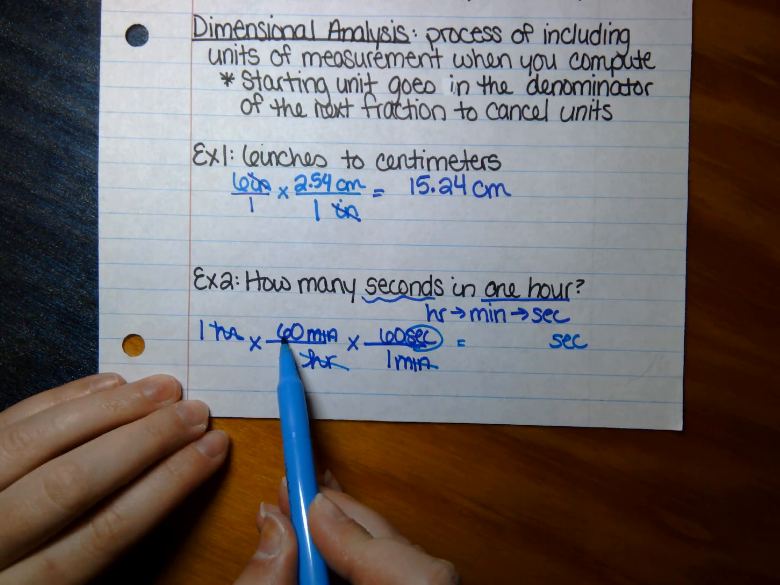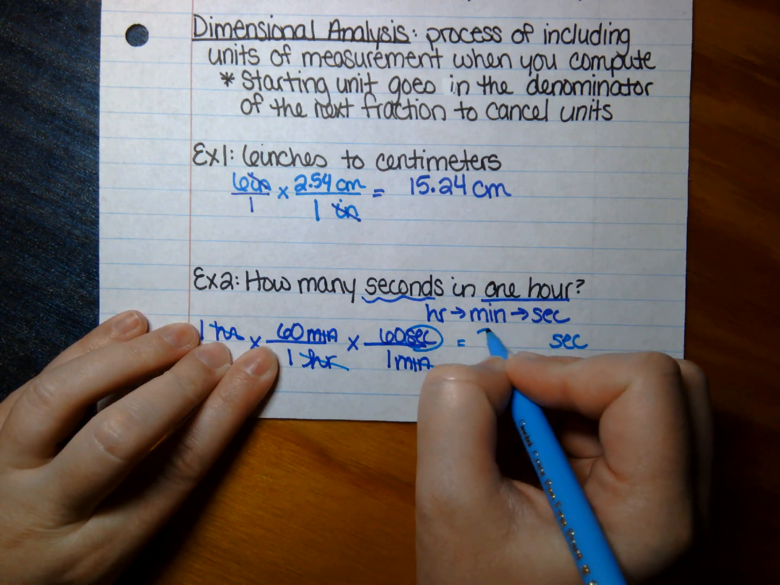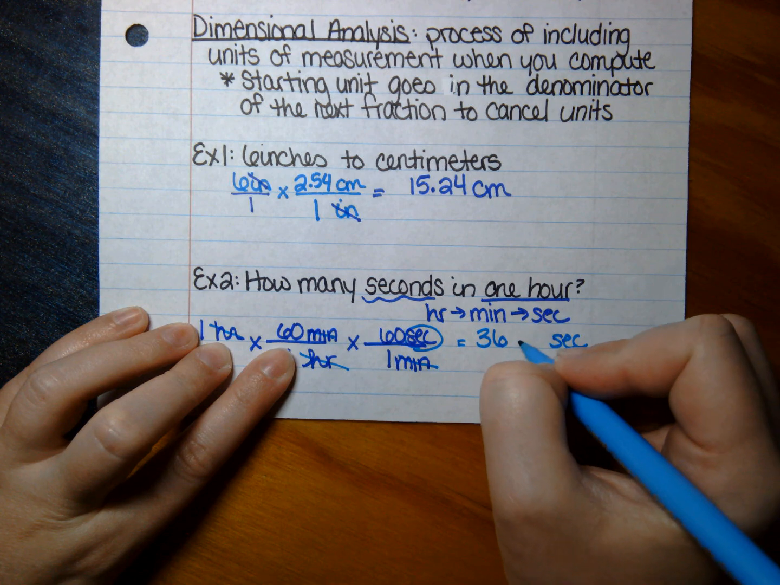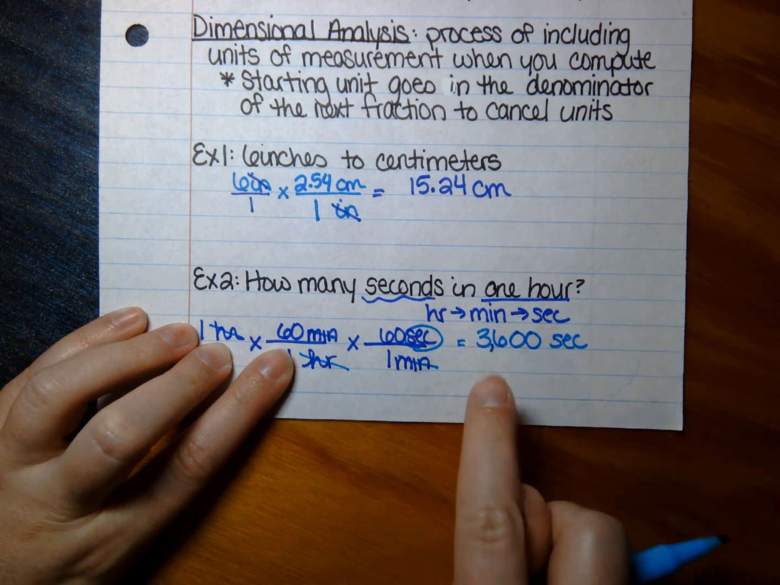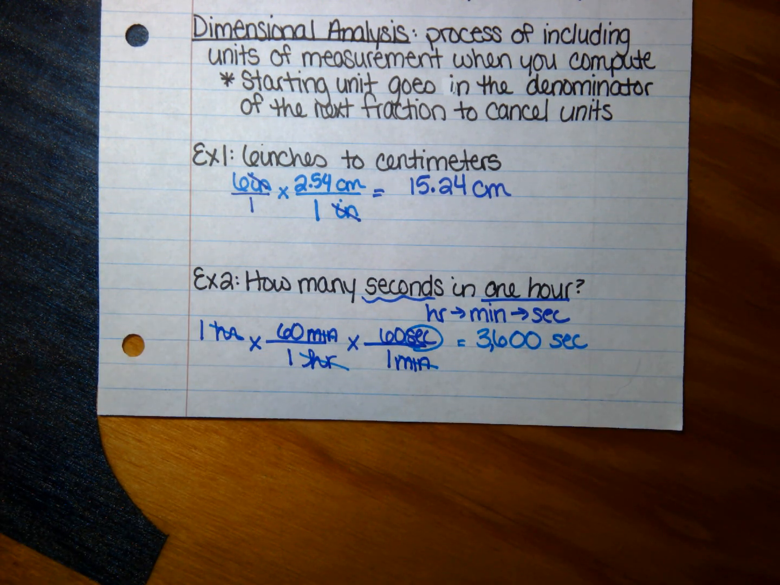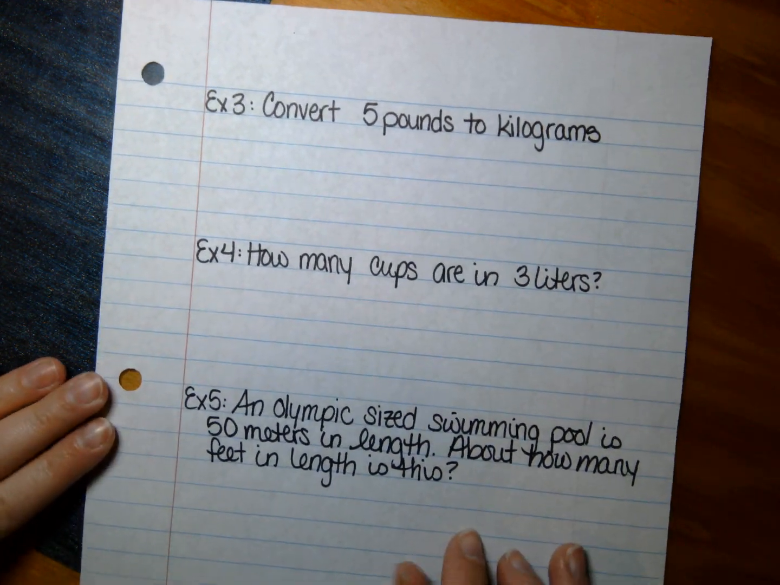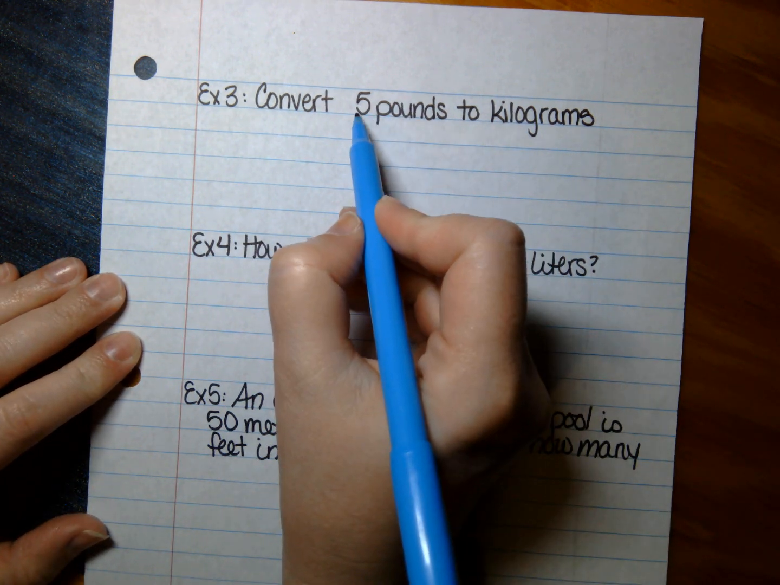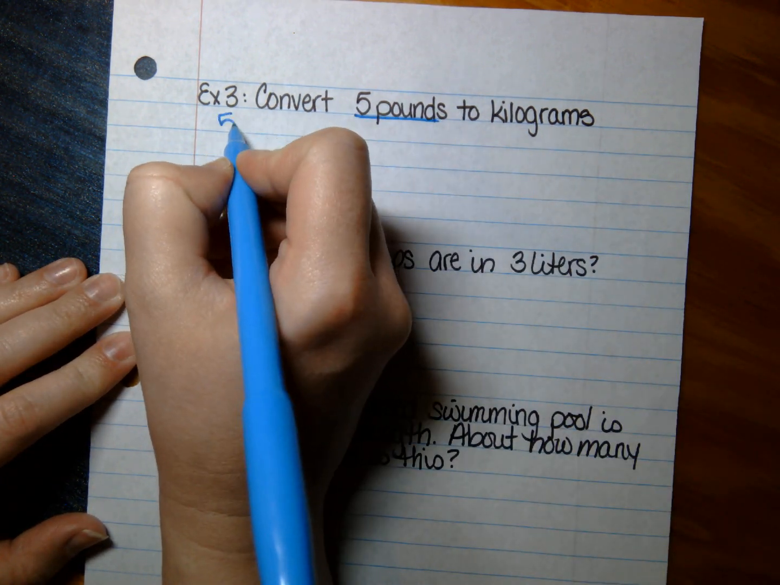And I know that 6 times 6 is going to give me 36. And I have 2 zeros that I'm multiplying also. So there are 3,600 seconds in 1 hour. Okay, if we move on to slightly more complicated ones, I have convert 5 pounds to kilograms. So I have my 5 pounds.